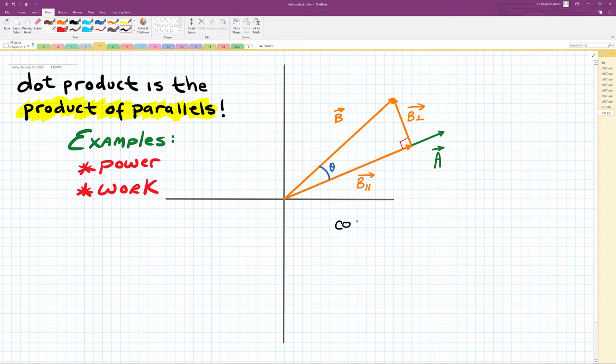Okay, this is a right angle triangle, so I can say cosine of theta is B parallel over B, which means the parallel component of vector B projected onto vector A can be expressed as B cos theta.